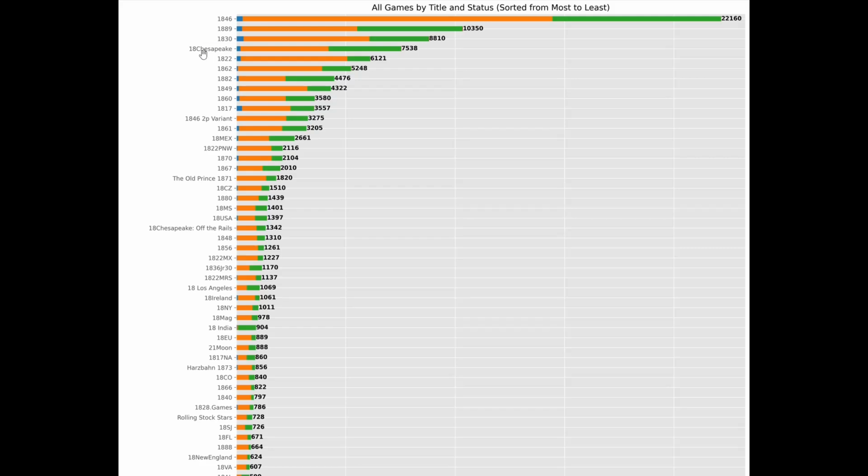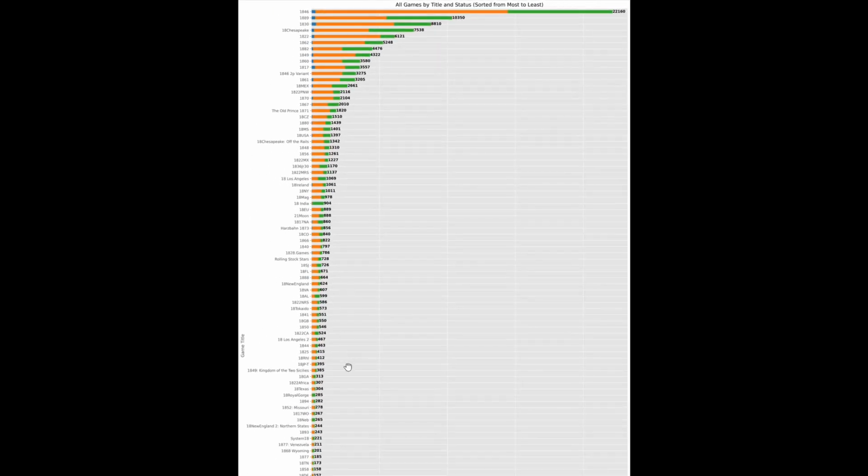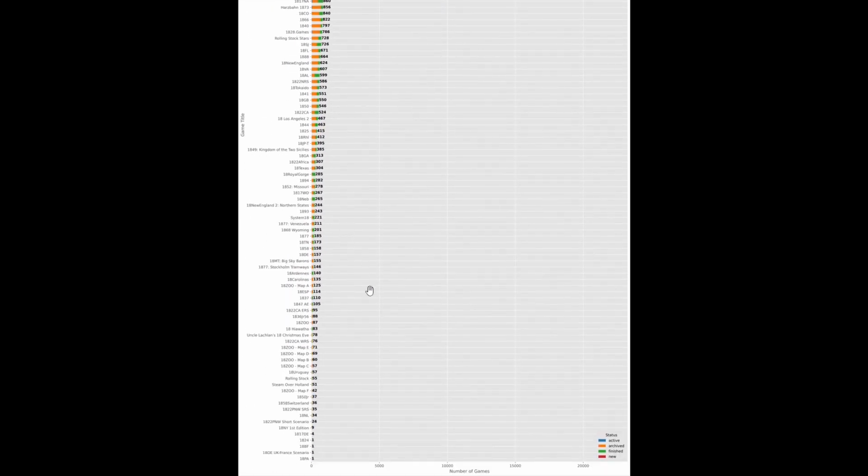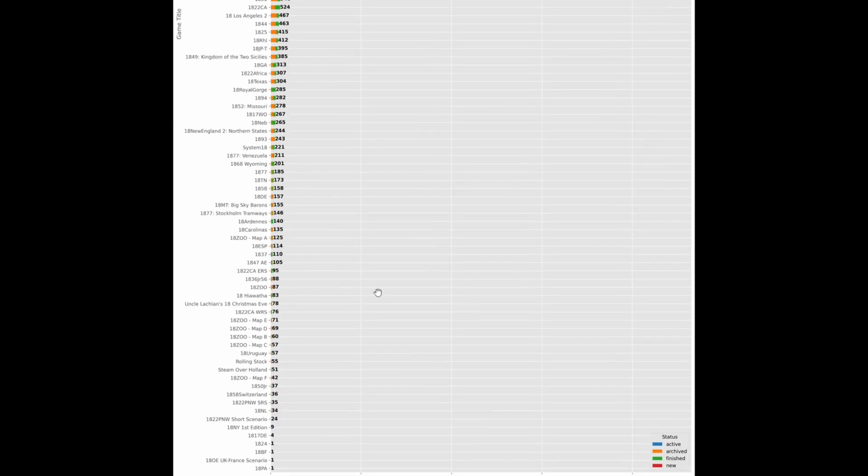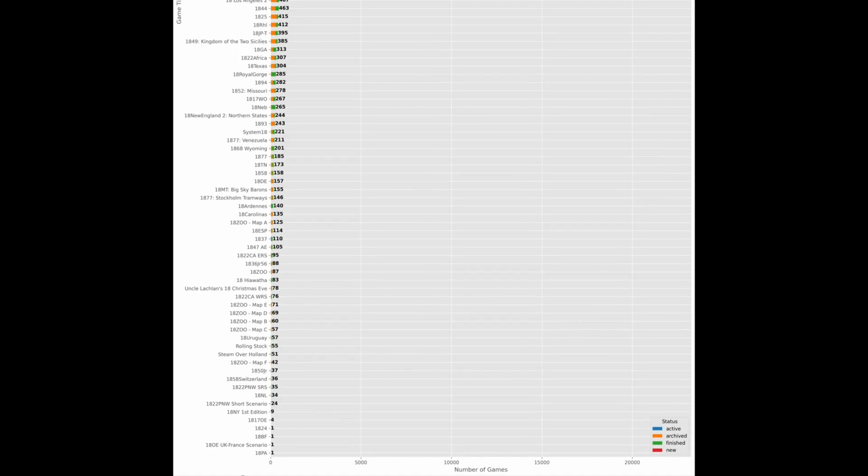1830 is next, 18 Chesapeake, and then we have kind of a rogues gallery of all the rest of the games. I will not go through these in any real detail, but I will scroll through the rest of the image so that you can see what some of the middle games are. And then we have basically noise at the bottom, games that are either in alpha and have very few plays, or maybe have been removed from the site for various reasons.